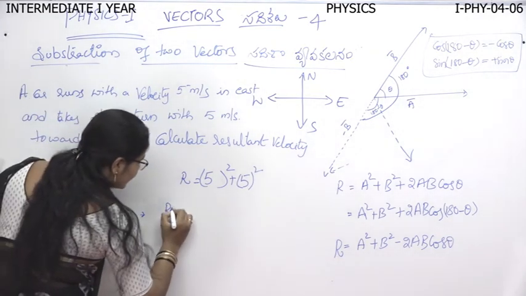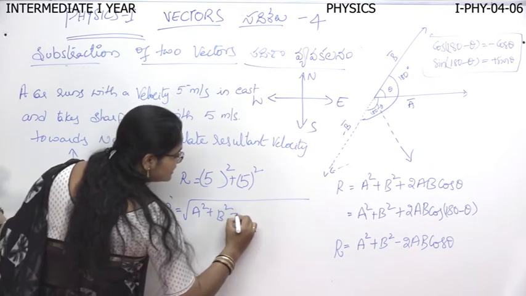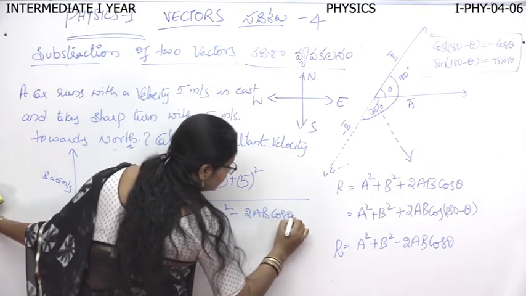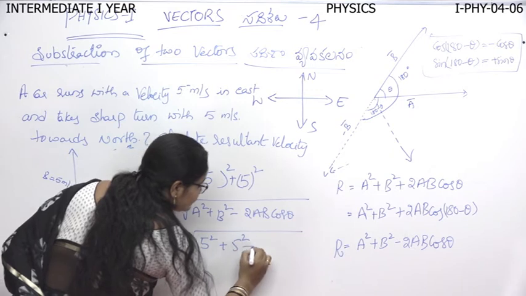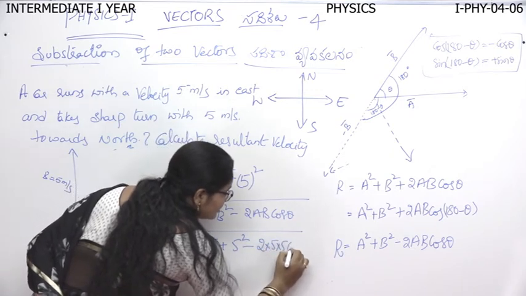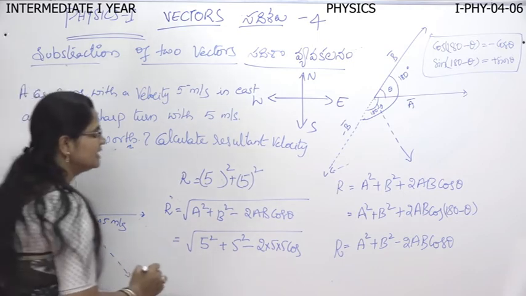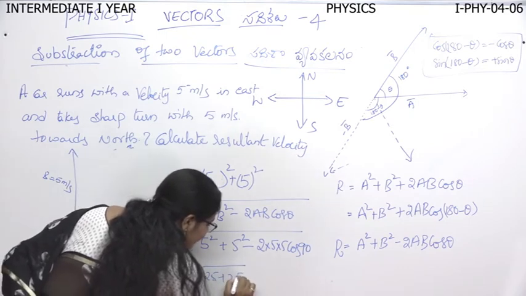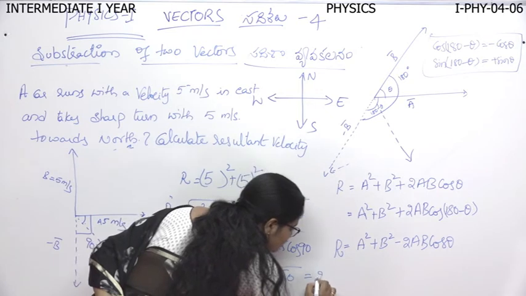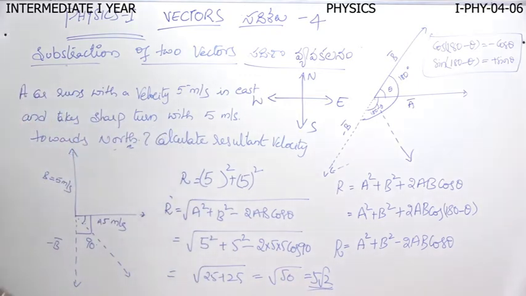R is equal to under root A square plus B square minus 2AB cos theta. This is nothing but under root, what is A? 5 square plus 5 square minus 2 into 5 into 5. What is cos theta here? 90 degrees, isn't it? So this is cos 90. Cos 90 is 0, right? So under root 25 plus 25, this is under root 50. So this is 5 root 2.